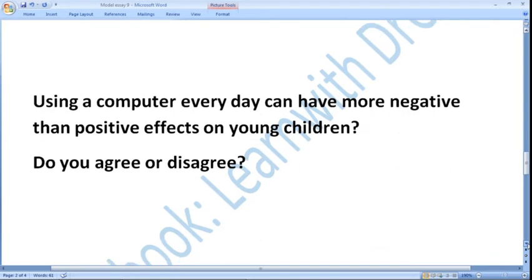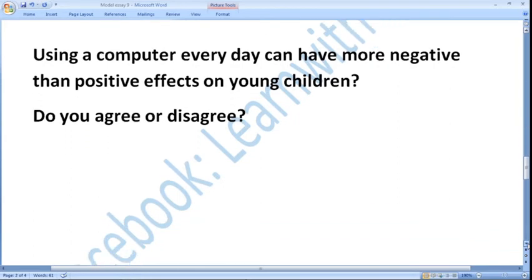This is our topic for today. Using a computer every day can have more negative than positive effects on children. Do you agree or disagree with this statement? So, what do you think about this?